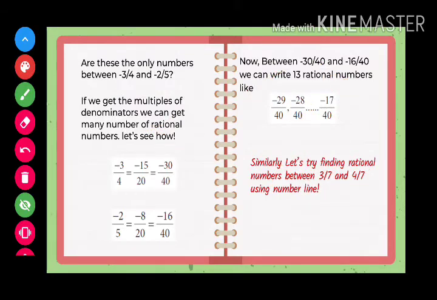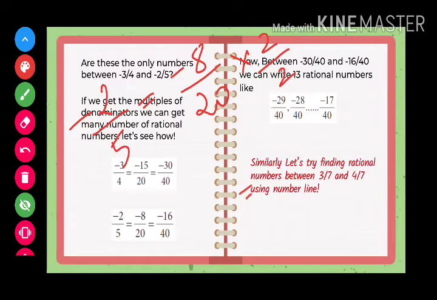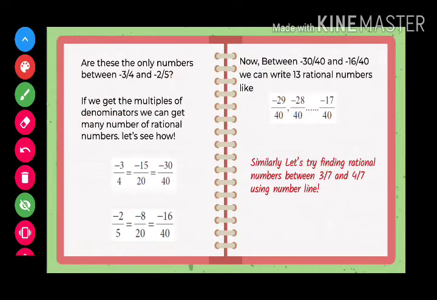And again, after taking LCM of minus 2 by 5 and reducing it to denominator 20, we get minus 8 by 20. Now let's multiply 2 on numerator and denominator. We get minus 16 by 40. So we get minus 16 by 40 here and minus 30 by 40 for the first number.